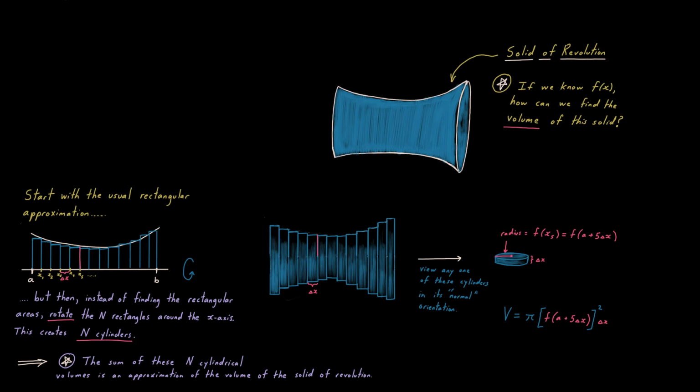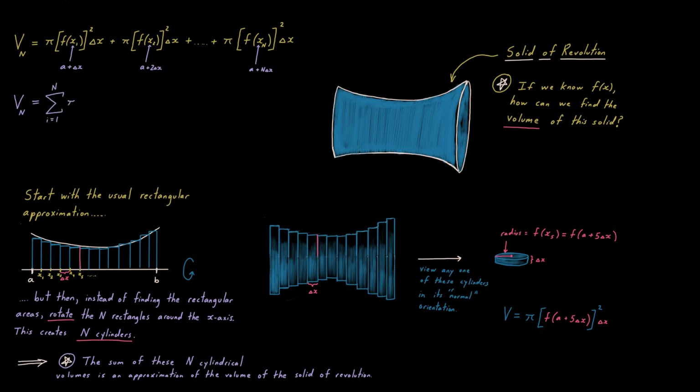So here he is, up here in the top left. The cylindrical approximation using n cylinders has a sum of those n cylinders. So pi f of x1 squared delta x, pi f of x2 squared delta x, all the way up until the nth one. Now we're just going to replace x1, x2, xn. We're using right endpoint rectangles with a plus delta x, a plus 2 delta x, a plus n delta x. And this allows us to crisply compress this info into a summation symbol.